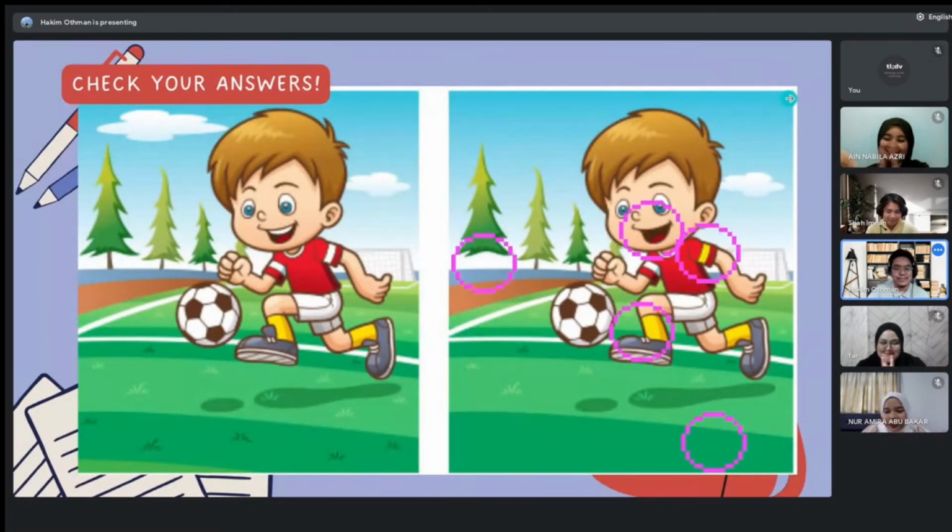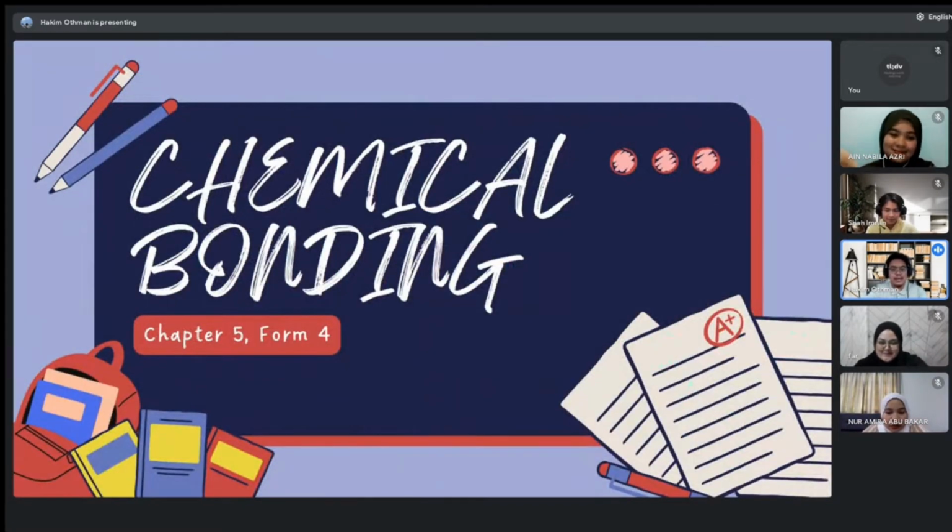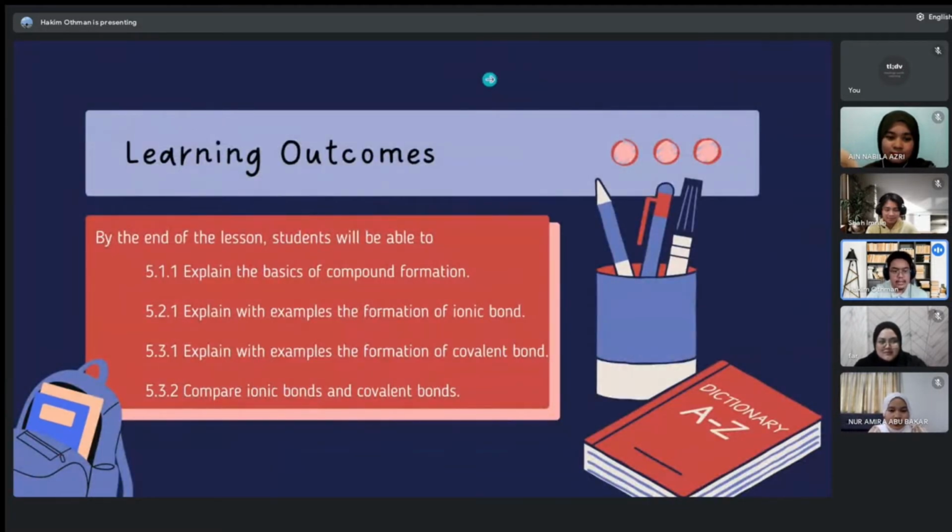Okay, good job. So, into today's lesson, which is on chemical bonding, chapter 5, form 4. Have you guys heard of chemical bonding before? No. Okay. We're going to take a look at chemical bonding today. For today's lesson, the learning outcomes are: by the end of the lesson, students will be able to explain the basics of compound formation, explain with examples the formation of ionic bond, explain with examples the formation of covalent bond, and compare ionic bonds and covalent bonds.